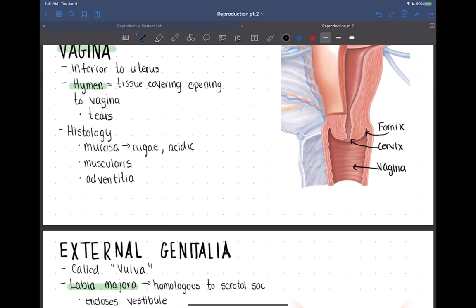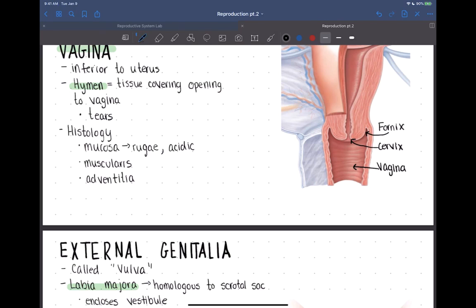That mucosa also tends to be very acidic. That helps to reduce bacteria, kind of keeps bacteria under control, because obviously you don't want an infection moving up from the vagina all the way up to the uterus, okay? So it helps to control bacteria.